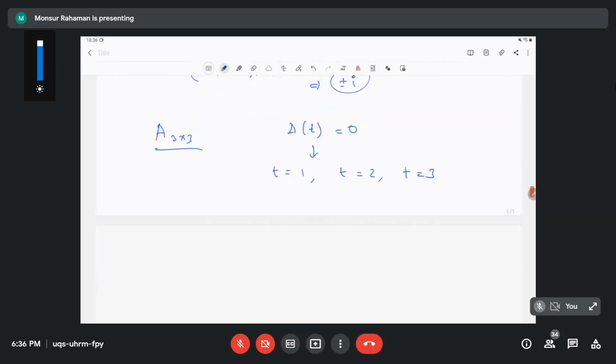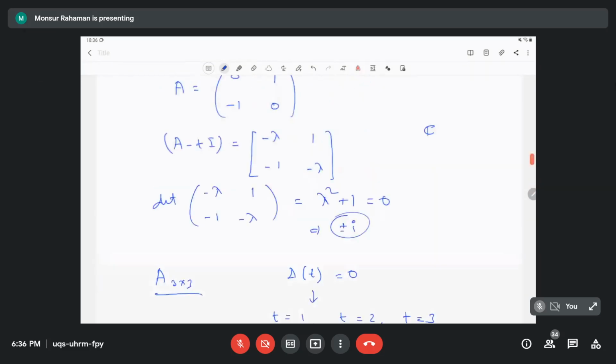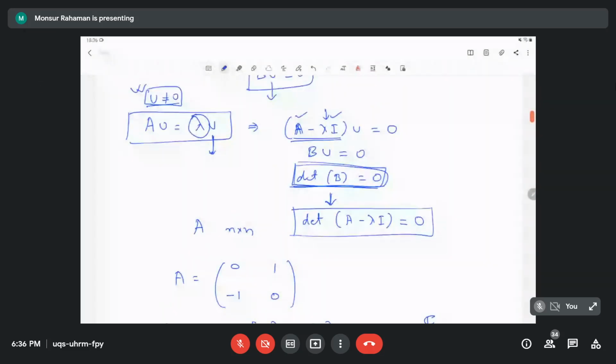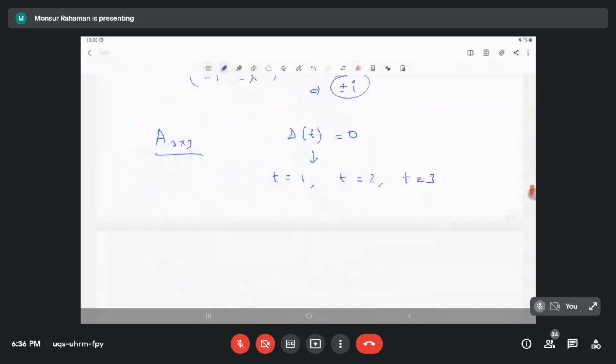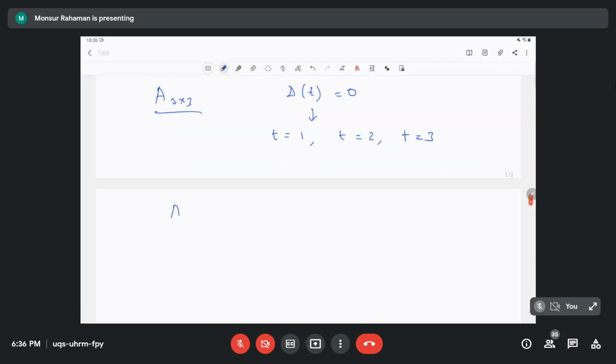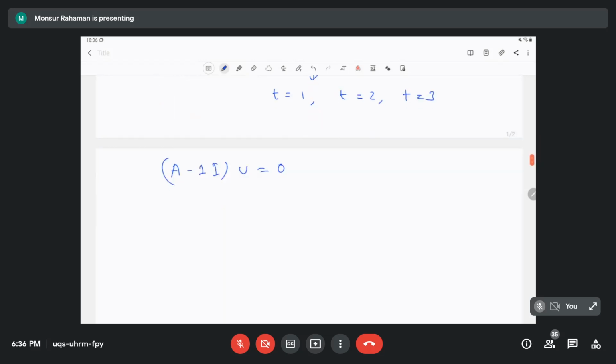So for every root you can put that value into that equation to find v. A minus lambda I times v equals 0. For t equals 1, this is one matrix. Suppose A minus lambda1 I times v equals 0. For that equation you can find v, and that v will be the eigenvector corresponding to 1.